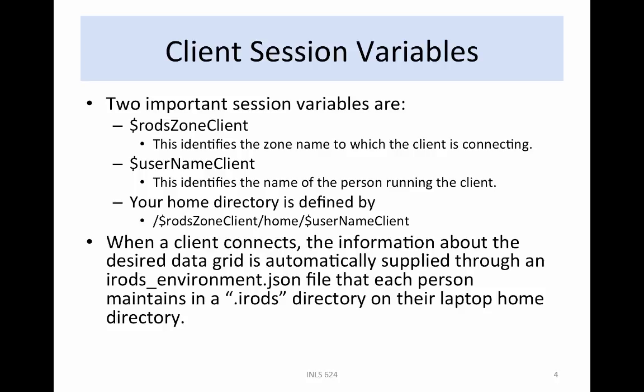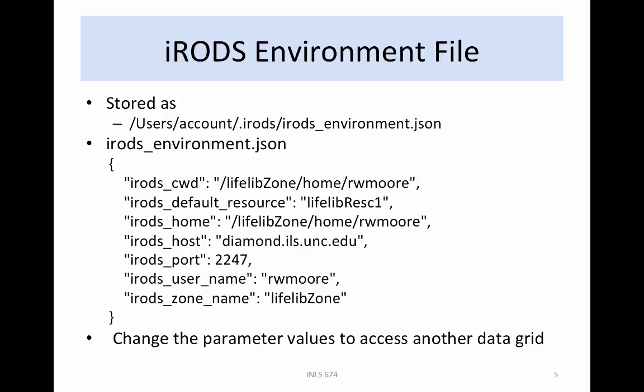When a client connects, the information about the desired data grid is automatically supplied through an irods_environment.json file that each person maintains in a .irods directory in their laptop home directory. The .irods directory provides a default location that is accessed by iRODS clients to get environmental information. To switch to another data grid, the irods_environment.json file is changed to reference the name for the new data grid. The iRODS environment file contains information about the user and the data grid. The environment file is a text file written in the JSON format. An example is shown here.